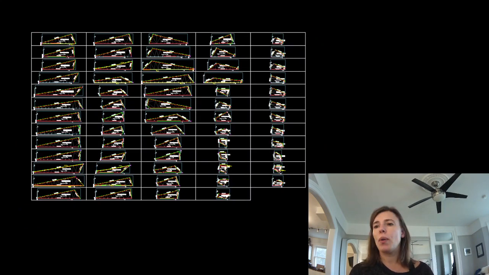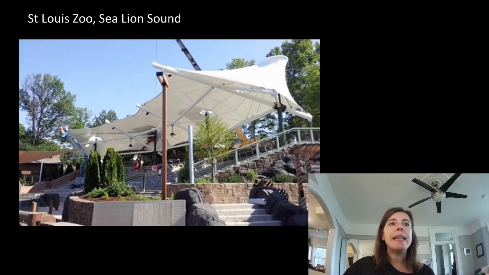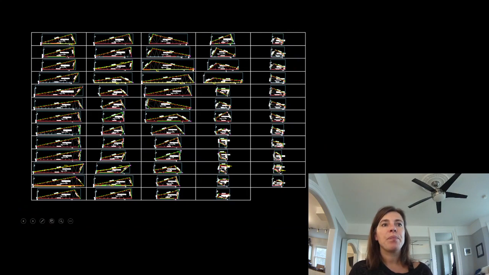So this is a horrible graphic. I keep meaning to get a better version of it, but someone hasn't given it to me. But this is all of the fabric pieces for the sea lion sound at St. Louis Zoo. They would literally roll the fabric out on the ground and cut it into these shapes. But eventually, we need it to make this very kind of contoured shape.